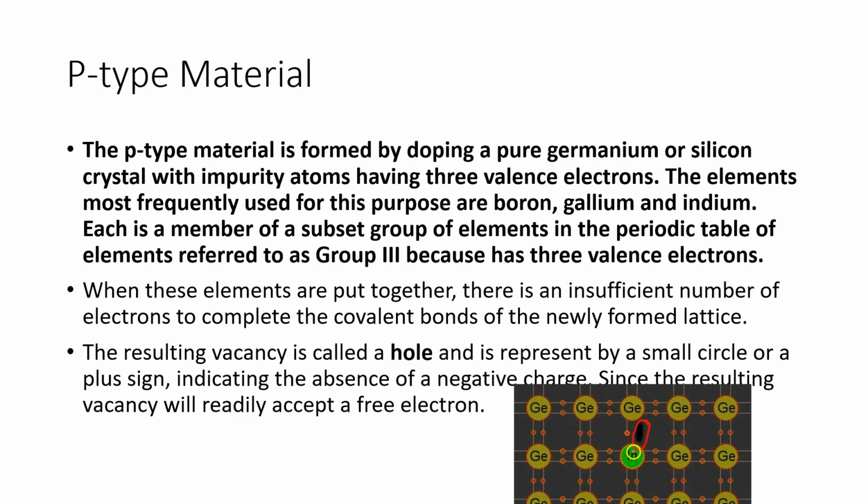But because this element, which is indium, is in group 3, we're going to realize that we need an extra electron right here to pretty much complete the bond. And with that note, we can simply say that we have an excess of positive charge, in a sense.